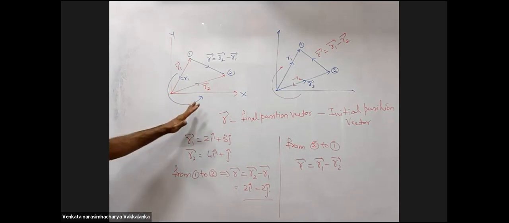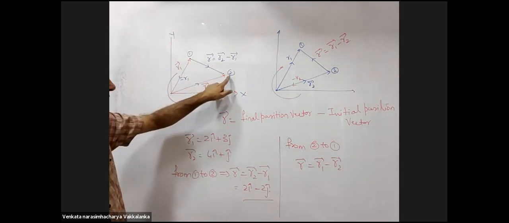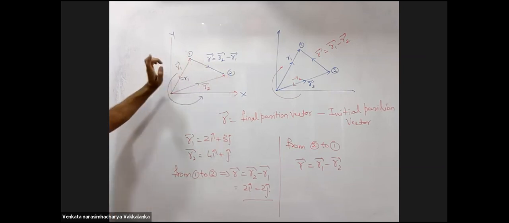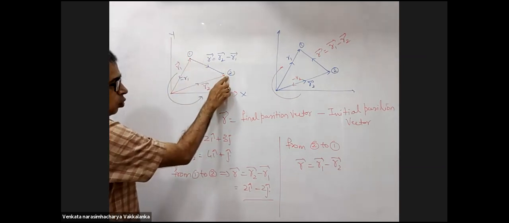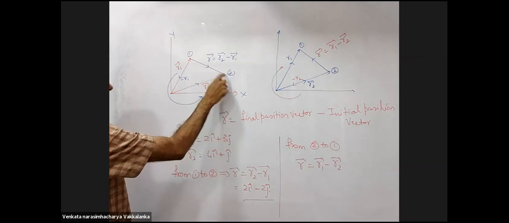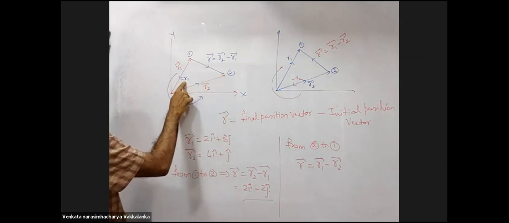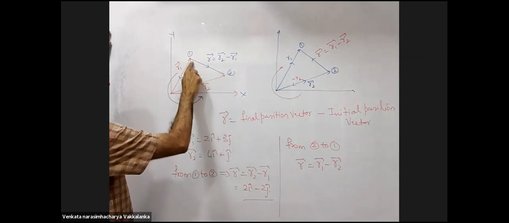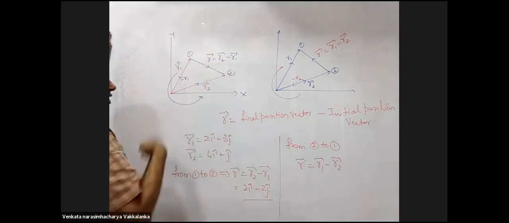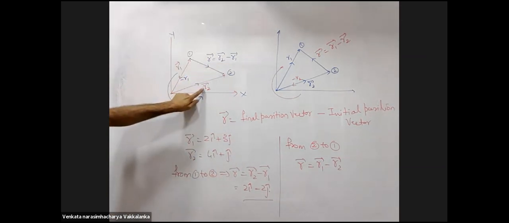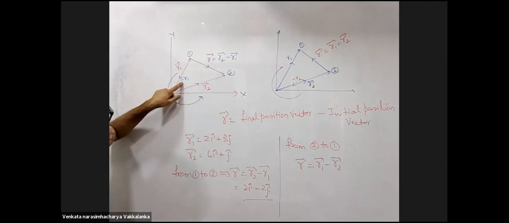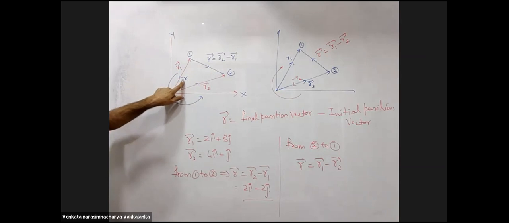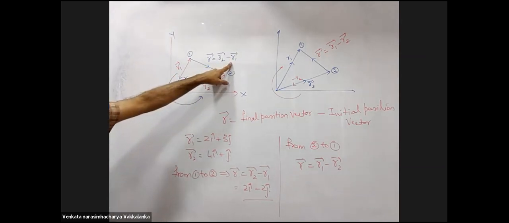So always remember, how do I get a vector? It is final position vector minus initial position vector. Final minus initial. If I am going from 1 to 2, it will be the resultant of R2 and minus R1. Minus R1 and R2 are two sides of the triangle taken in one order, and the third side of the triangle is taken in the reverse order. If this is the resultant, it will be the resultant of R2 and minus R1. It will be R2 minus R1.